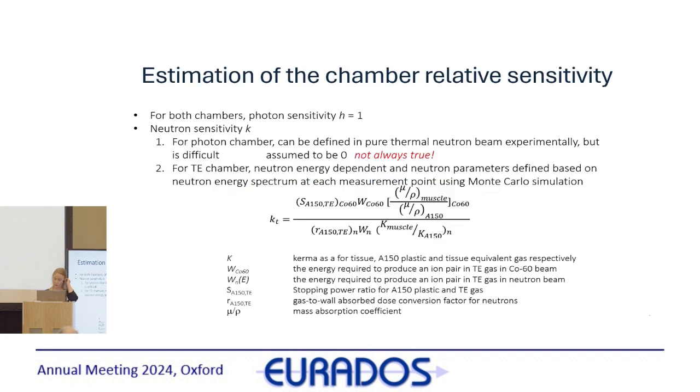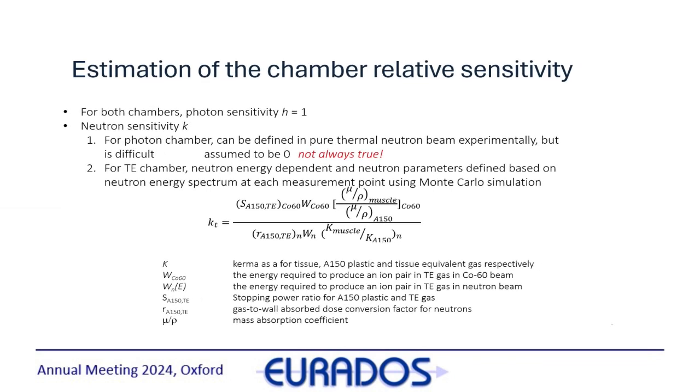So we assume that photon sensitivity of both of these chambers is very close to 1. The photon energies in BNCT are not that much different than in cobalt-60 beam or linac. But the neutron sensitivity, like I said, we assume that the neutron sensitivity is 0 or very close to 0 for the photon chamber. And then the neutron sensitivity for the T chamber, this tissue equivalent chamber, that's a little bit more complicated issue.